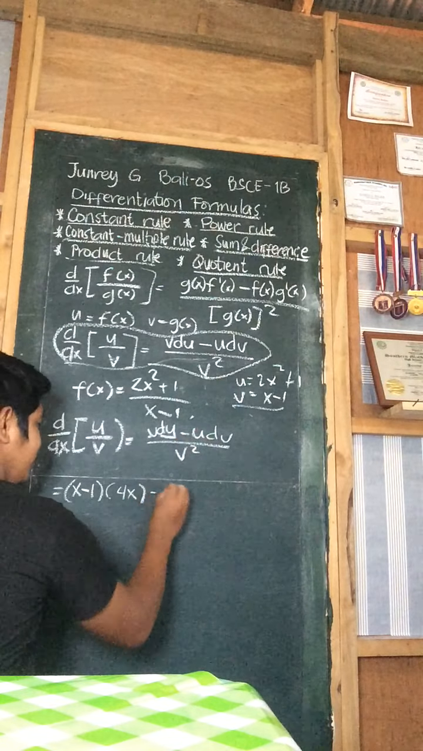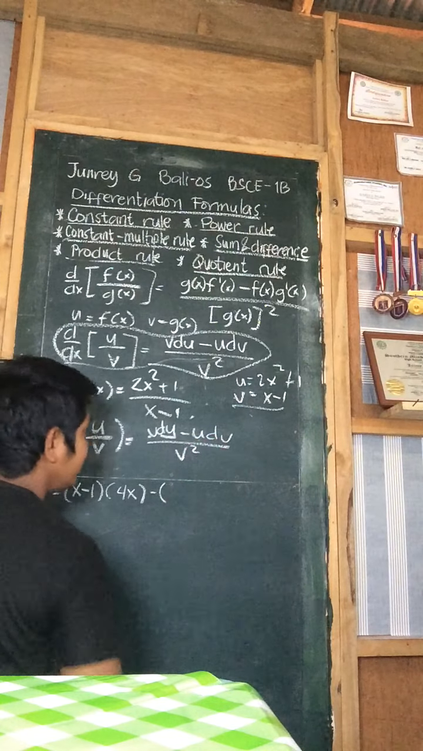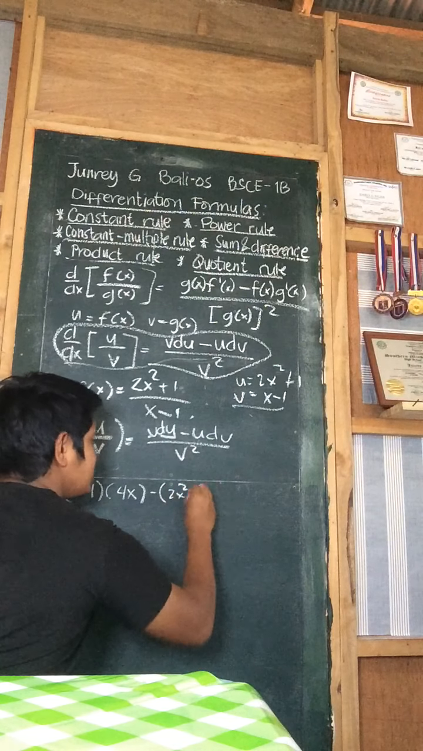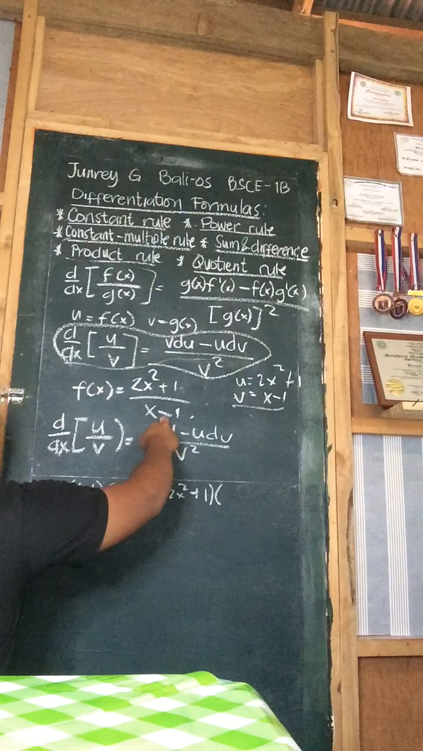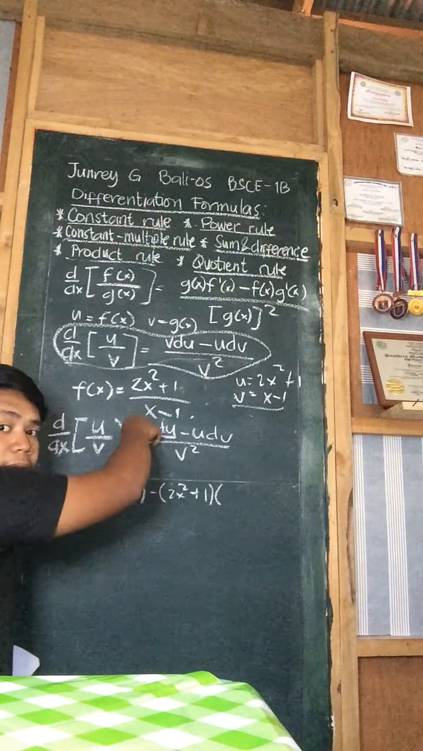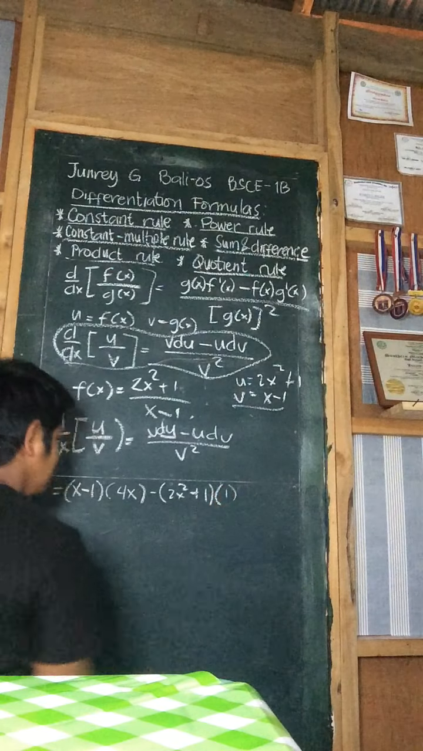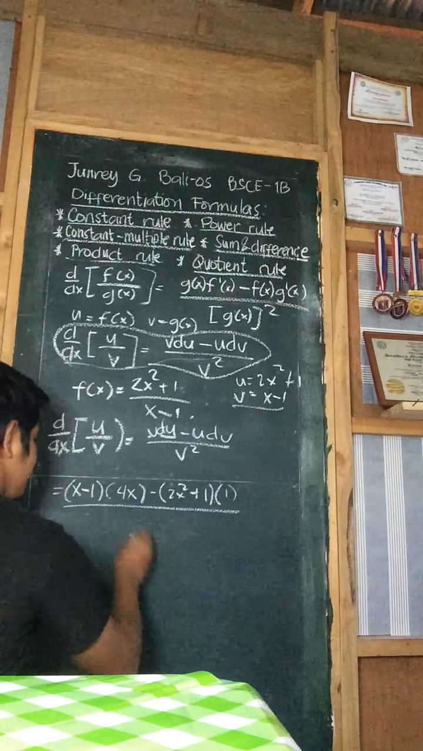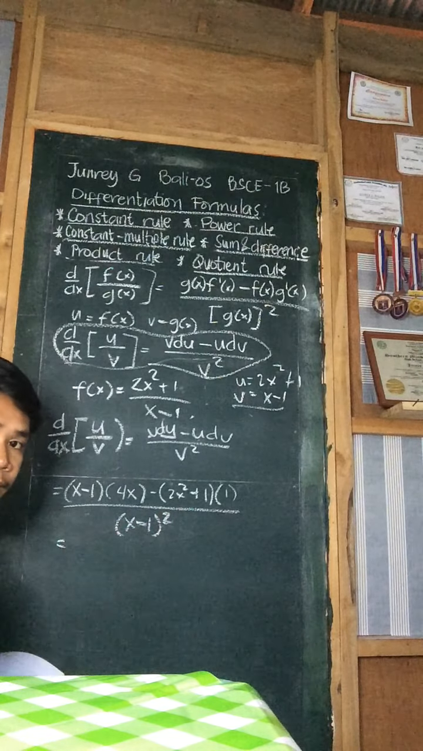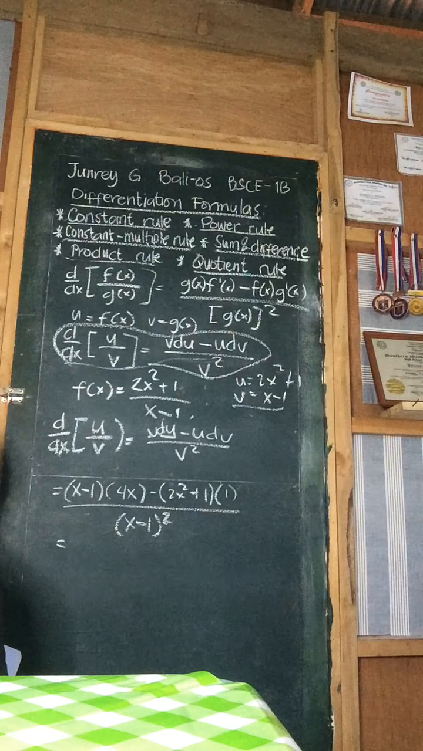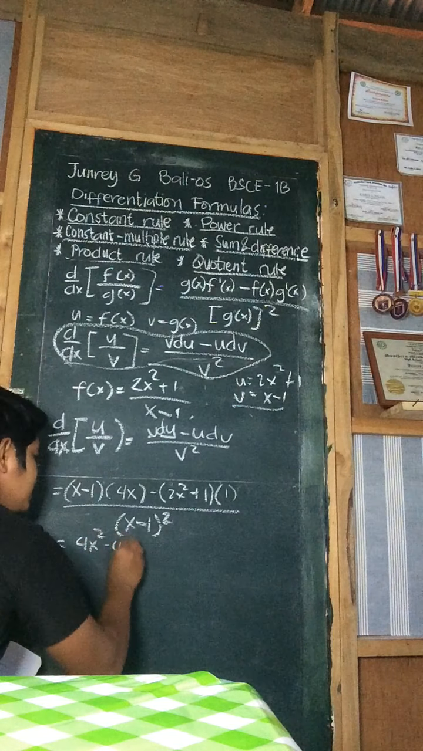Then minus, bring down the minus sign. The value of u is 2x squared plus 1 times the derivative of v. The derivative of x minus 1 is 1. Kasi may x dito, the derivative of x is 1, then 1 magiging 0. Then the value of v is x minus 1 squared. Kita pa ano? So ito, multiply this one, magiging 4x squared minus 4x.